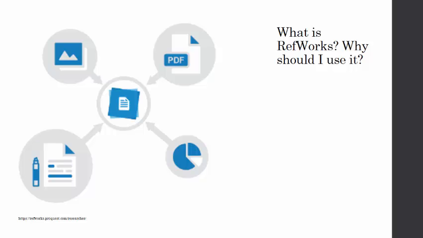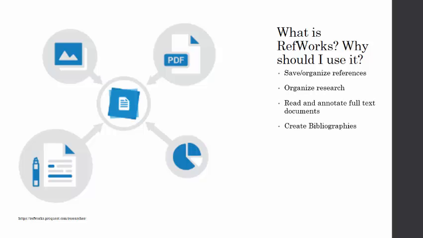There are a handful of citation management systems out there, but the Stonehill Library pays a fee so you can use RefWorks for free. Since RefWorks is cloud-based, you will need an internet connection in order to create new references. There are a lot of things that RefWorks can do, including save and organize your references, help you organize your research, read and annotate full-text documents, create bibliographies, assist with sharing and collaborating, and provide you with a tool to help you cite while you write.